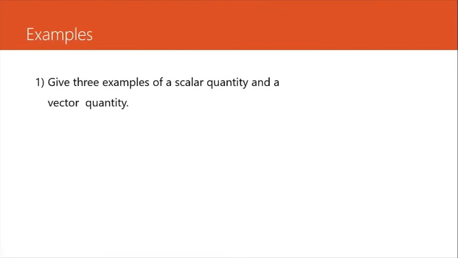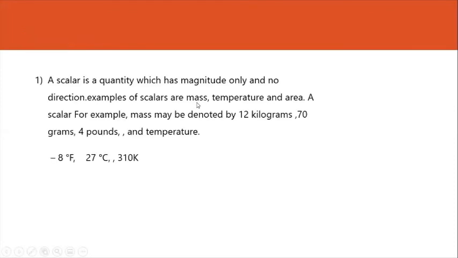Give 3 examples of a scalar quantity and a vector quantity. Okay, yung kanina, yung mga natakil natin, yun na may example. Katulad ng mga weight, mass. Okay, that is example. For example, ito na yung sagot. A scalar is a quantity which has a magnitude only and no direction. Since ang example is scalar lang, pumapasok sa scalar yung mass.